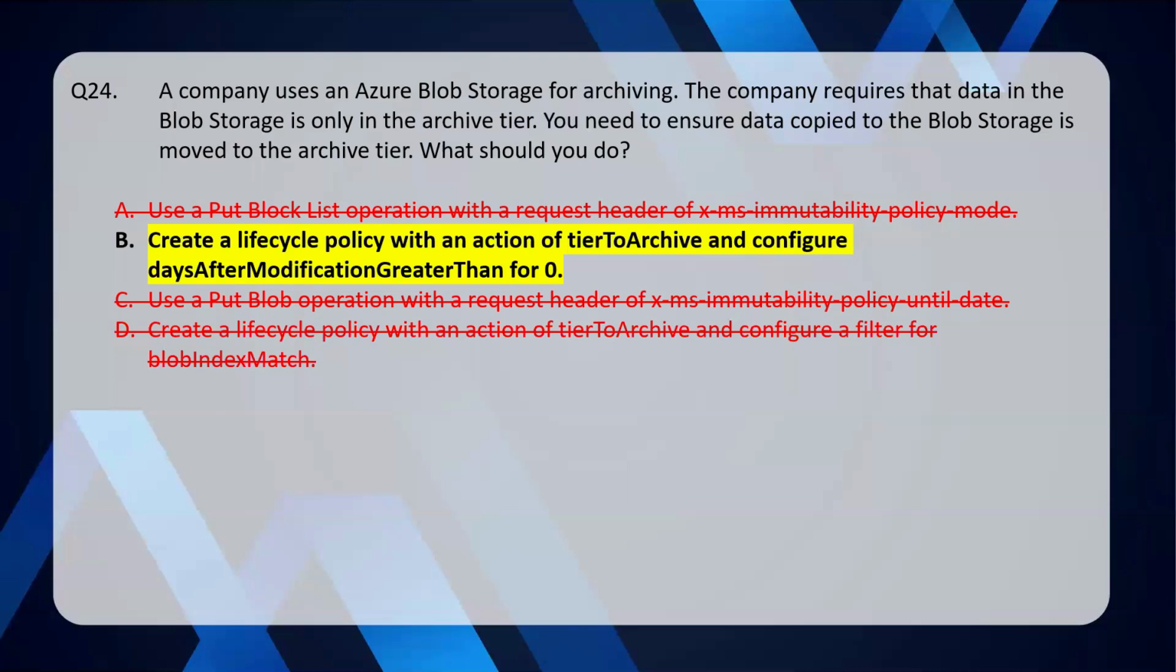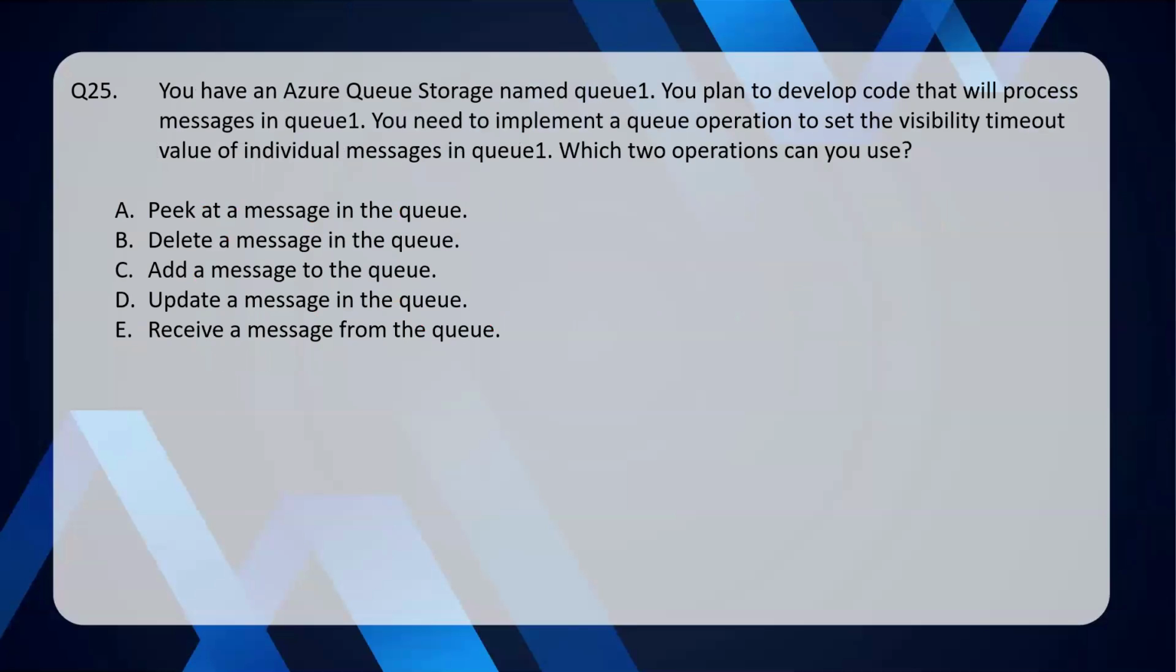Question number 25 of the series. You have an Azure queue storage named Q1. You plan to develop code that will process messages in Q1. You need to implement a queue operation to set the visibility timeout value of individual messages in Q1. Which two operations can you use? Your options are peek at a message in the queue, delete a message in the queue, add a message to the queue, update a message in the queue, receive a message from the queue.